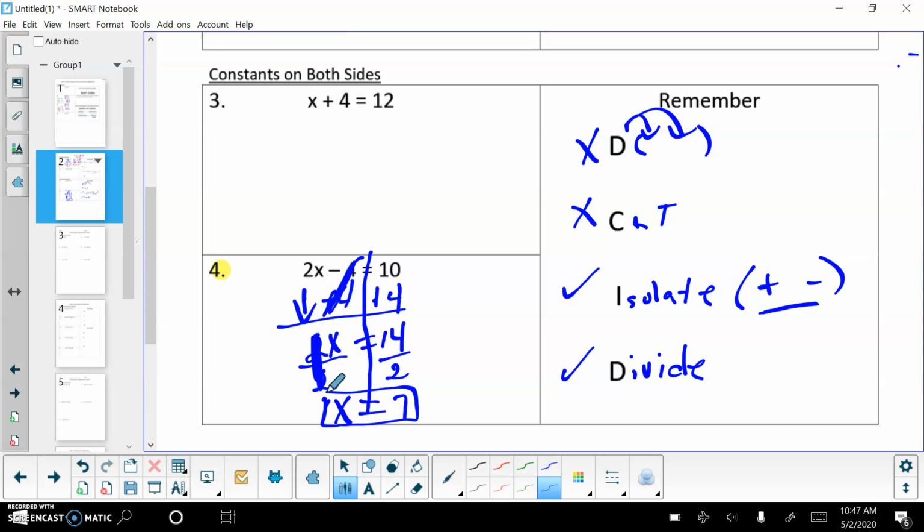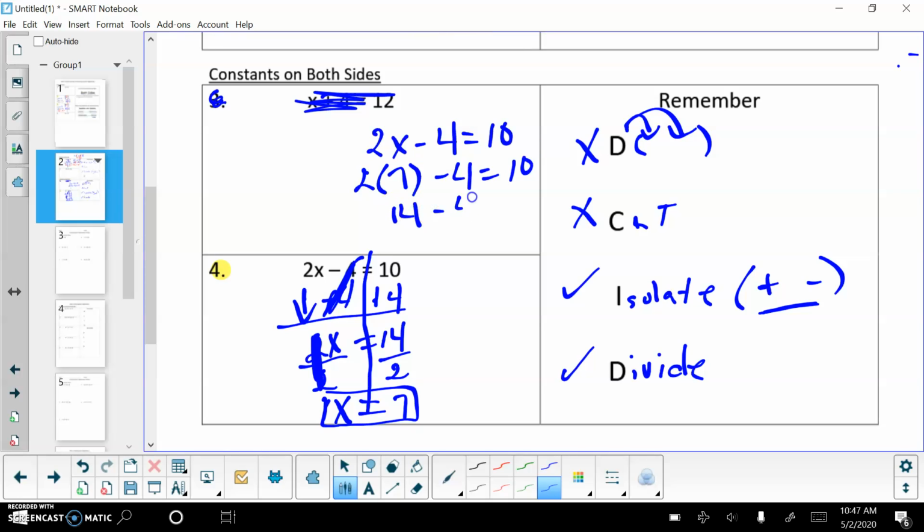Once again, if I want to check it, and I'm going to check it up here because I'm running a little bit out of room. So I've got 2x minus 4 equals 10. I'm just going to mark this out because I'm going to use this for my checking space. So I'm going to take out my x, and I'm going to put in my 7. Everything else stays the same. And then I'm going to follow my order of operations, which says multiply before you subtract. So 2 times 7 is 14. And then 14 minus 4 is 10. So I get 10 on the left, and I already had 10 on the right. So yes, it does balance. So x equals 7 is my answer.